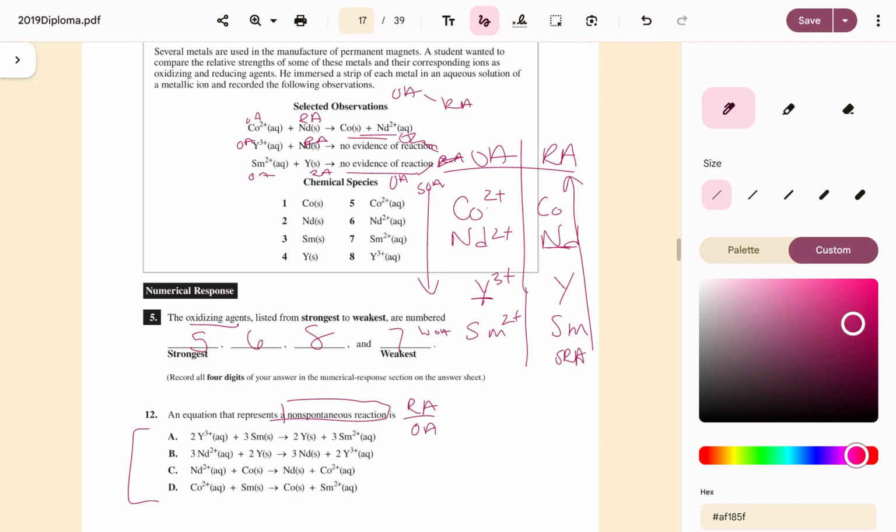So now if I look at this, if I look at A and just placement, Y3 positive is here, SM is here. If that reacts, your OA is higher than your RA, you would have a spontaneous reaction. So it's not A. And I'm going to go just down to the answer, which is C, and just show why it's C. So with this last one, your ND2 positive is here, cobalt is up here, your RA is higher than your OA. This one would end up being non-spontaneous. So if you double check B and C, it would be like A, where your OA is higher up.